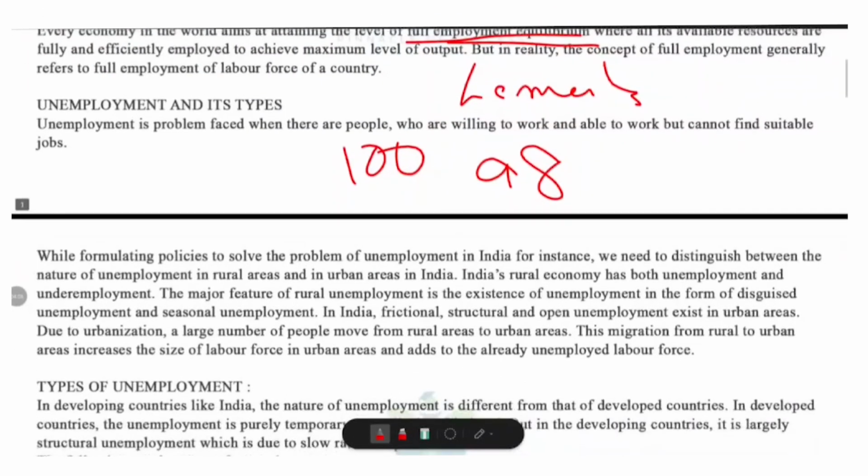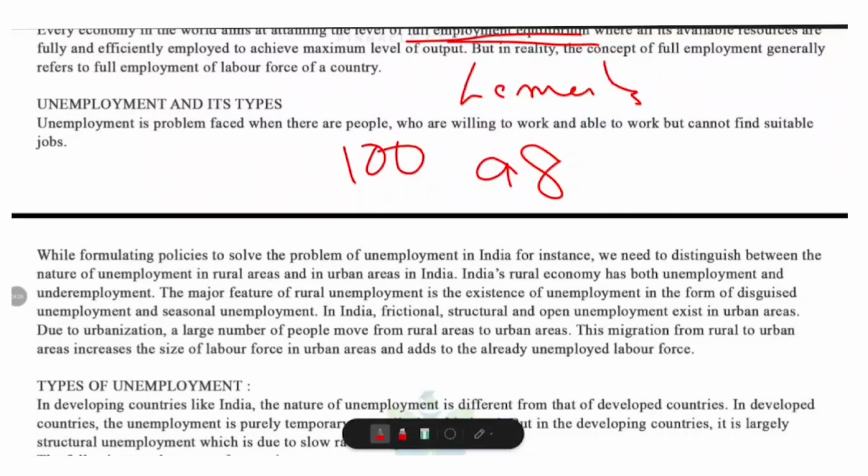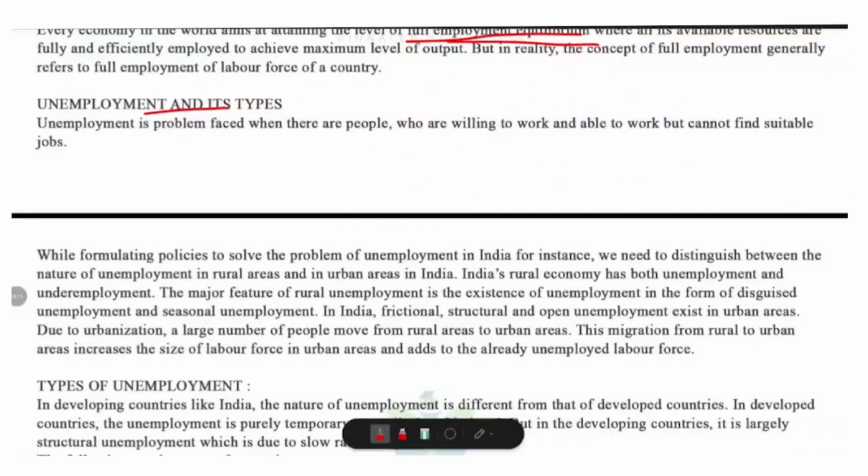Now, let's move to the next topic, unemployment and its types. So, unemployment simply means a situation where people are willing to work and able to work but cannot find suitable jobs.